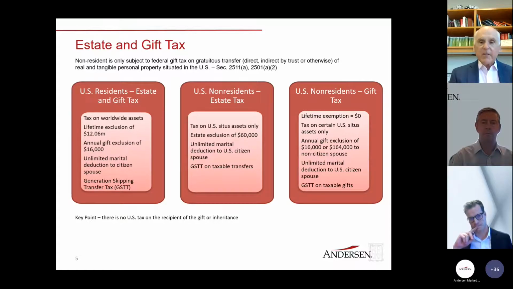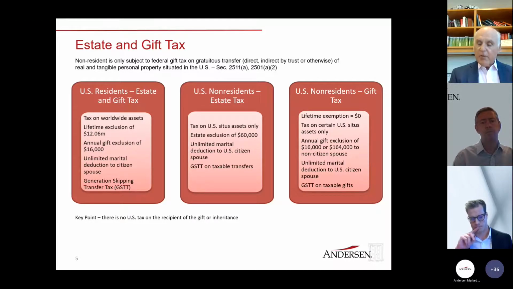For non-residents, though, there's a dramatically different regime. There's only a $60,000 exemption, and the non-resident is taxable only on his or her U.S. situs assets, which we'll discuss in a moment. There still is an unlimited marital deduction if you leave your U.S. property to a U.S. citizen spouse.